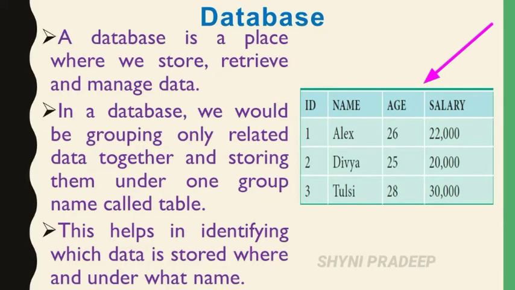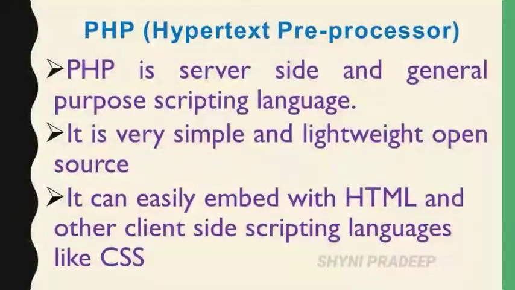So what is PHP? We already discussed PHP. PHP stands for Hypertext Preprocessor. It is a server-side and general purpose scripting language. It is a very simple and lightweight open source language. This PHP can easily be embedded with HTML and other client-side languages like CSS. CSS means what? Cascading Style Sheets.